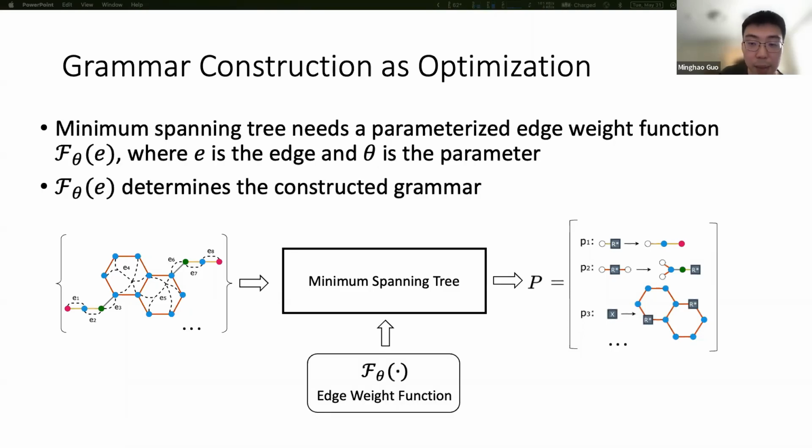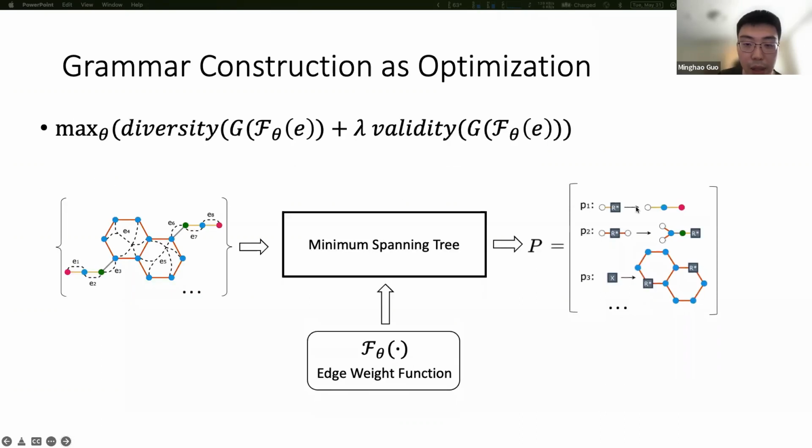Minimum spanning tree needs a parameterized edge weight function, which in this case we call f_theta(e), where e is the edge and theta is the parameter we want to learn. The f_theta(e) actually determines the constructed grammar. To get the best performing grammar, we construct an optimization problem with respect to the parameter theta in the edge weight function. In our case, we define the objective as the diversity and the validity. And actually, this validity is not just a validity constraint; it is actually the synthesizability of a molecule generated by the grammar.